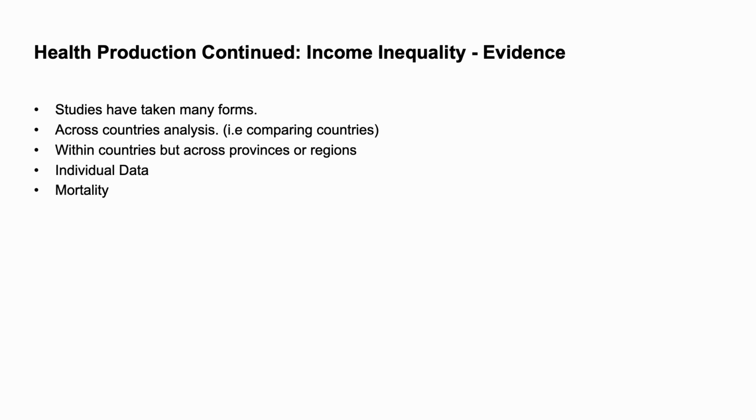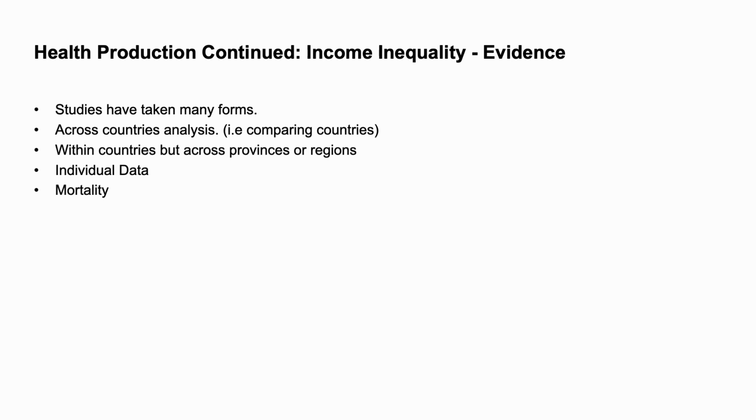Another approach is to compare different provinces or regions within a single country. This can be a bit easier since the data are often more consistent, but there may be less variation in inequality to study. Canada is a good example, with significant income inequality differences across provinces and territories. The third, and perhaps most robust, approach is to use individual-level data. This allows us to track the health of specific people over time, but it requires long-term data sets that are not always available.